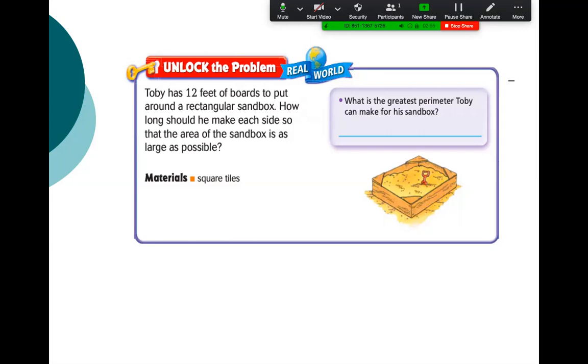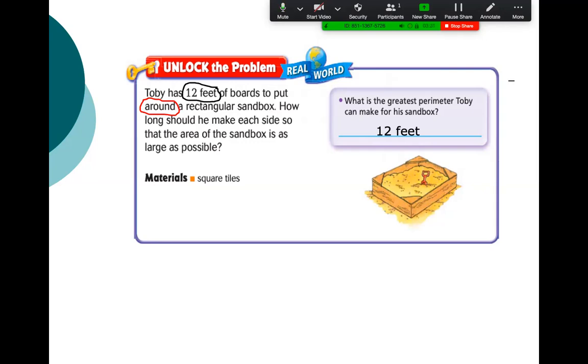Remember, whenever we have a word problem, we first spot the keywords that help us answer the question. So Toby has 12 feet of boards. These 12 feet would be put around a rectangular sandbox. Since I have the word around, this means that the perimeter is 12, and the greatest perimeter Toby can make for his sandbox cannot exceed 12 feet. That is actually 12.